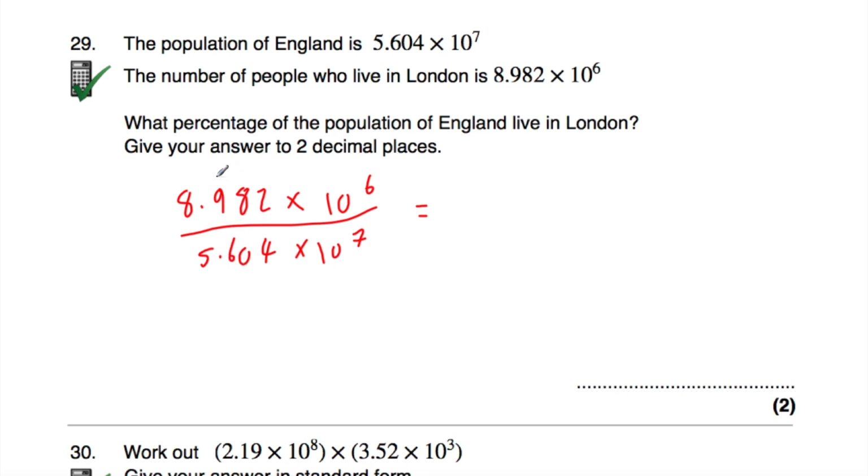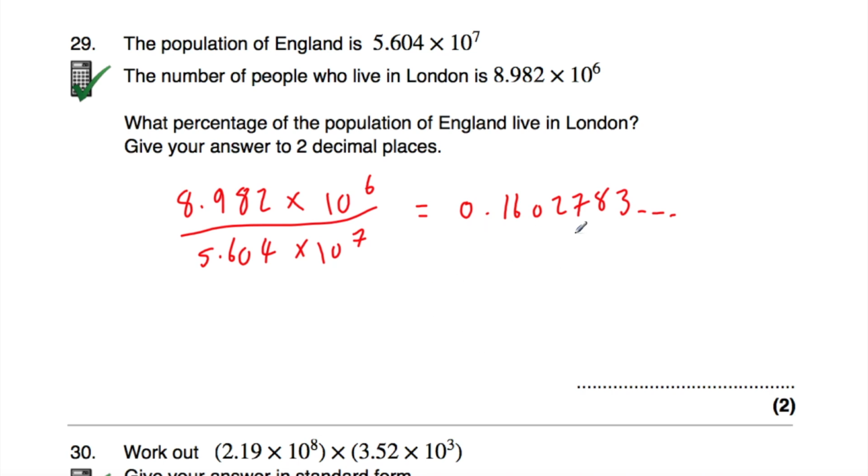On my calculator, I'm typing in on the numerator 8.982, pressing the standard form button, times 10 to the power of 6. And then on the denominator, 5.604, the standard form button, to the power of 7. And then if we press equals, we get 0.1602783 and so on. Now that's a decimal.